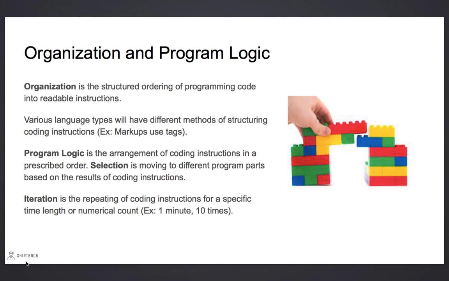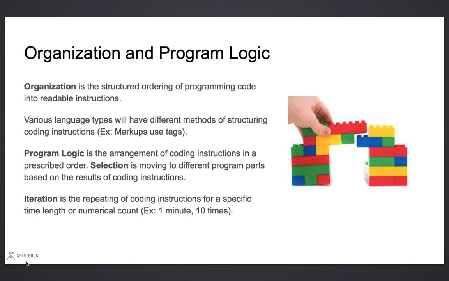Organization is the structured ordering of programming code into readable instructions. Various language types will have different methods of structuring their code. One example are markup languages that use tags.